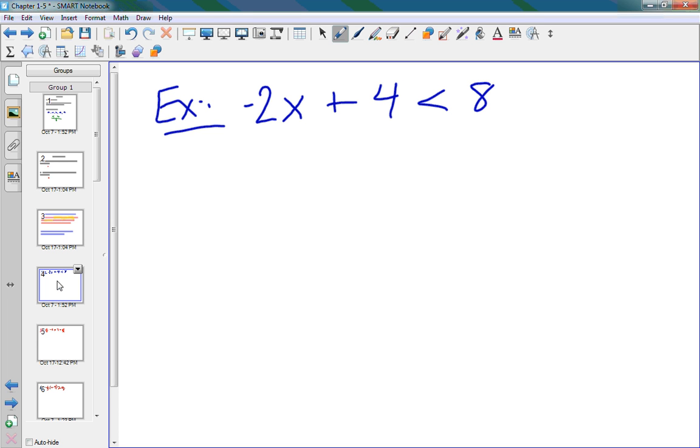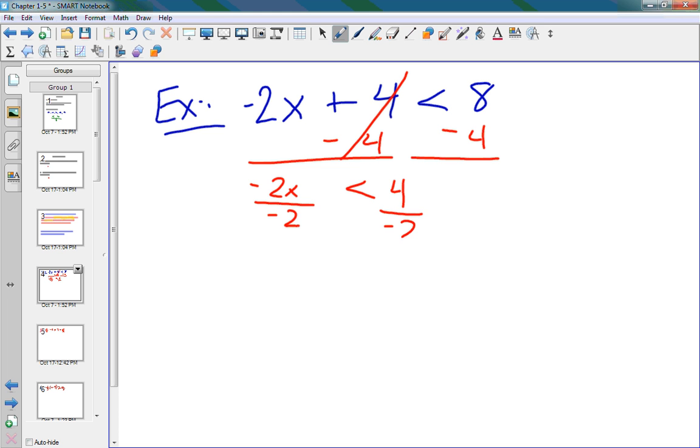So if we pretend that's an equal sign, what would I get rid of first? The first thing I would get rid of is the 4. So I have to subtract 4 from both sides. So negative 2x, 4's cancel out, is less than positive 4. Now I need to solve for x, so how do I get rid of that negative 2? Well, I divide by negative 2. Now, did I divide by a negative number? I sure did, so those cancel out. And now I'm going to flip the sign and make that greater than negative 2. Okay? That is your final answer.